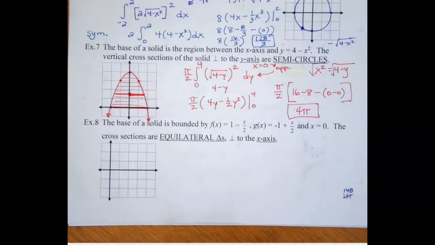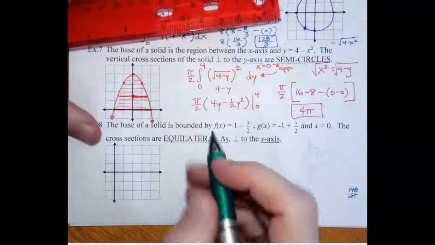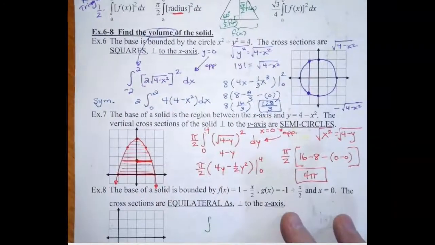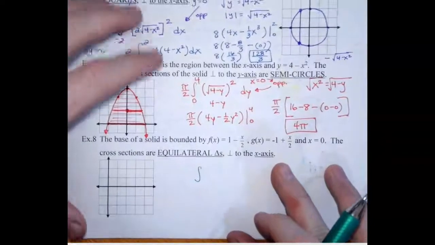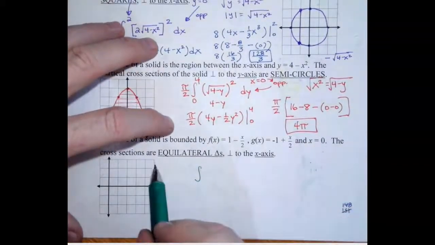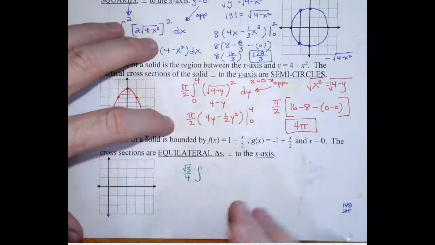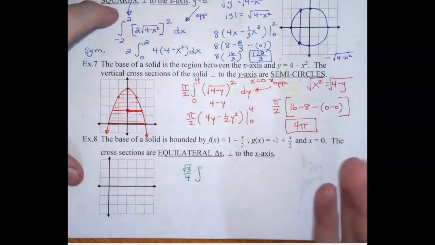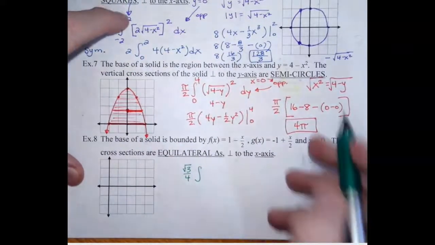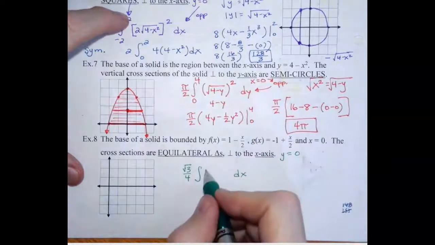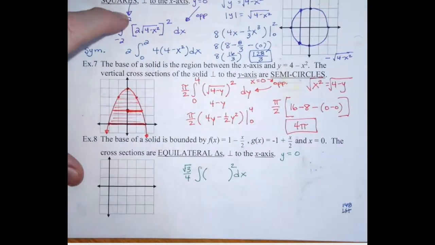So the base of the solid, again, the question was talking about a volume. The directions for all of these were volumes. So I have an integral because I saw the word volume. And then equilateral triangles, so that's root 3 over 4 from the formula up there. And the next thing I want to do, perpendicular to the x-axis. The x-axis is y equals 0, so this is going to be dx. Okay, and then this is going to be whatever squared.